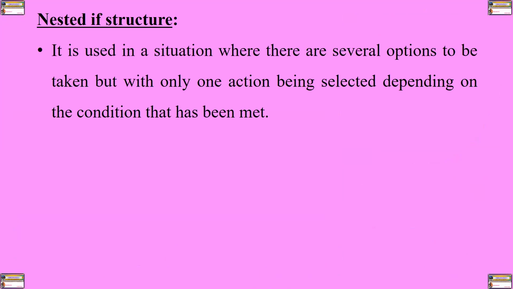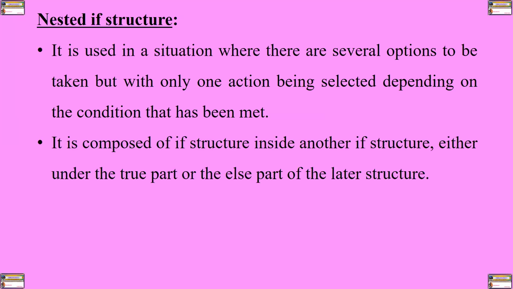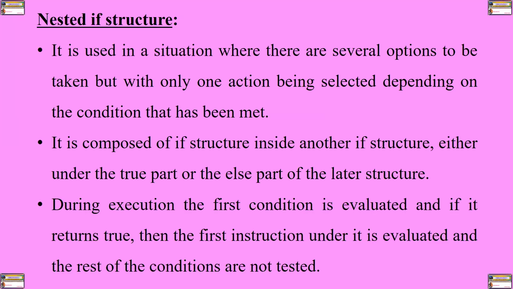What is a nested if selection control structure? A nested if selection control structure is a control structure that is used in a situation where there are several options to be taken, that is more than two actions, but with only one action being selected depending on the condition that has been met. It is composed of an if structure inside another if structure, either under the true part or under the else part of the earlier if structure.